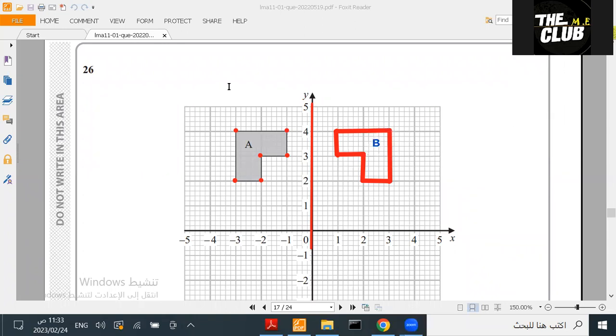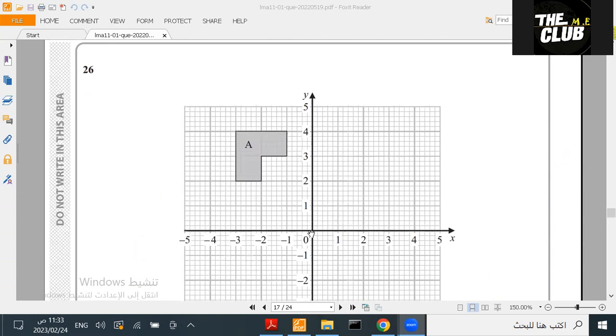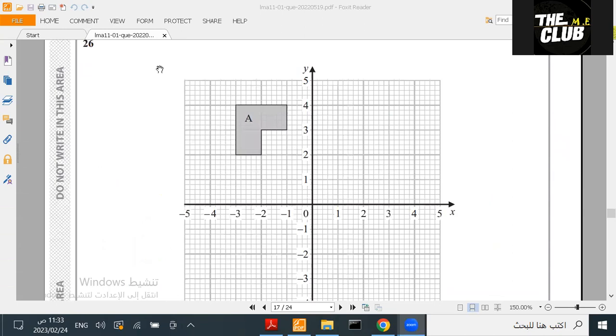Now let's move on. Reflect shape A in the line y equals 1. Label it C. هنديروا reflection للشيب في اللاين y equals 1. أول حاجة ندوروا اللاين y equals 1 اللي هو على البوينت y equals 1.